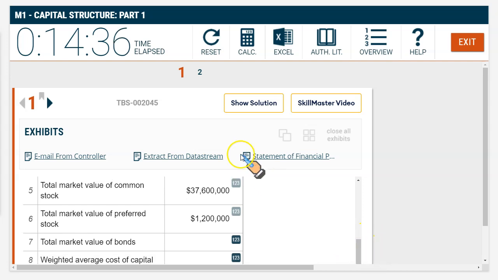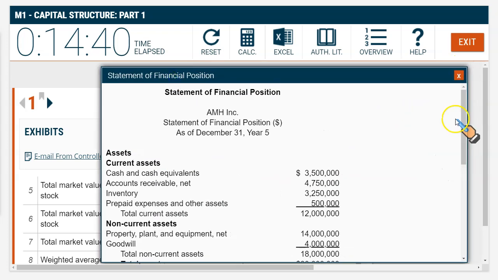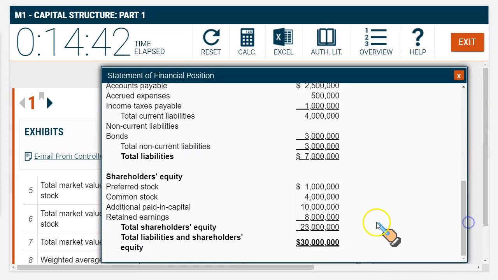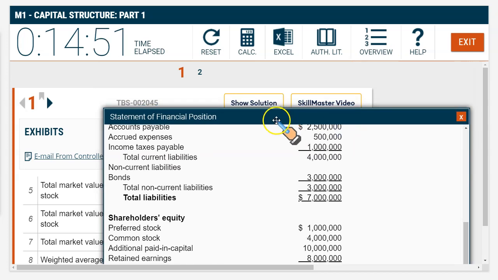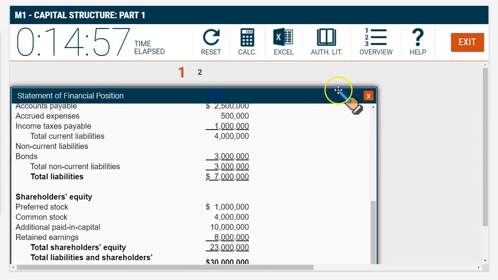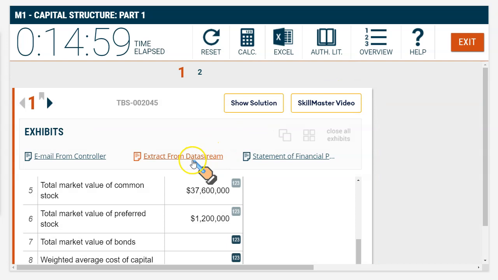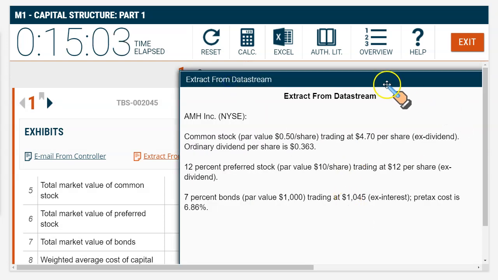Then total market value of the bonds. Again, it's a fairly straightforward question. We have our bonds right here, 3 million, remember. And if you remember, the market price as given in this exhibit was 1045, if I remember correctly. Let me show you. So just keep this in mind. 3 million is the book value of the bonds and the market price is 1045 exactly.